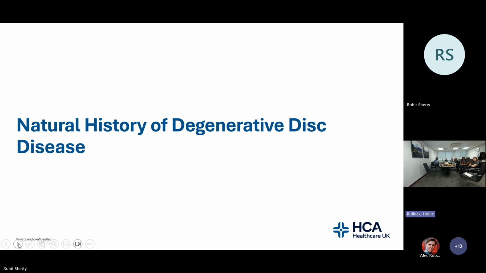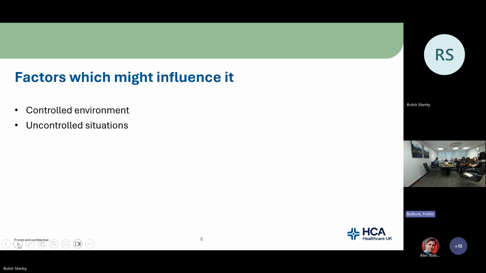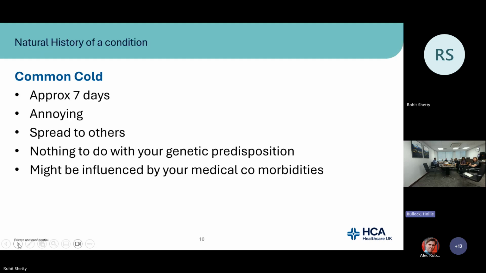So if you look at the natural history of degenerative disc disease, it's influenced by environmental changes, but there is a significant number of changes which occur within the length of the spine which are beyond our individual control. I'll give an example of a common cold: whatever you do, the natural history is that it's going to annoy you for 7 days.